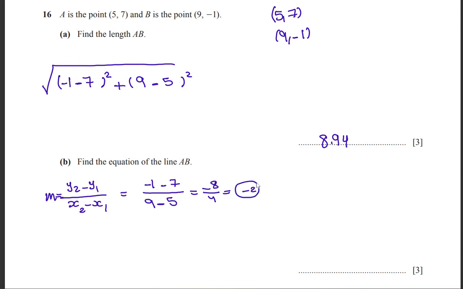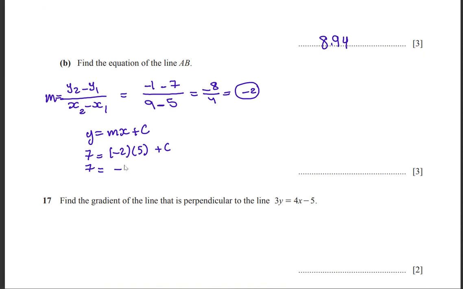Okay, then use only one point of them. I'm going to use 5 and 7. So y equals mx plus c. Why am I going to use it? To get c. So I'm going to substitute with y, m, and x. 7 equals m, which is negative 2, times x, which is 5, plus c. So 7 equals negative 10 plus c. So from here, c equals, send the negative 10 to the other side as positive, it will be 17. So the equation will be y equals negative 2x plus 17.